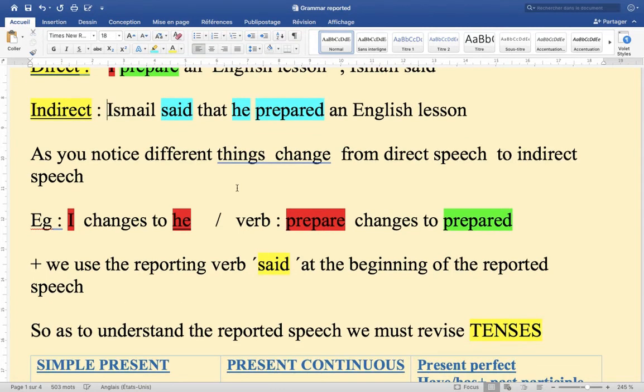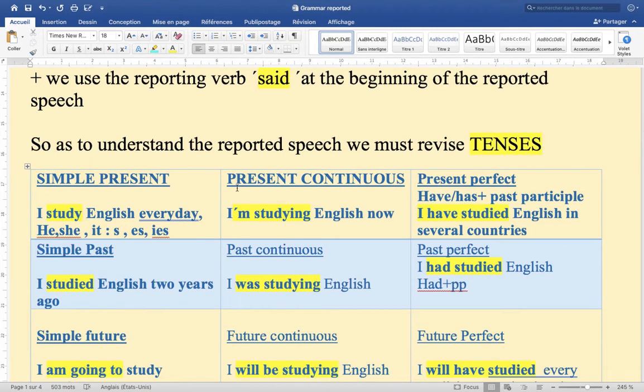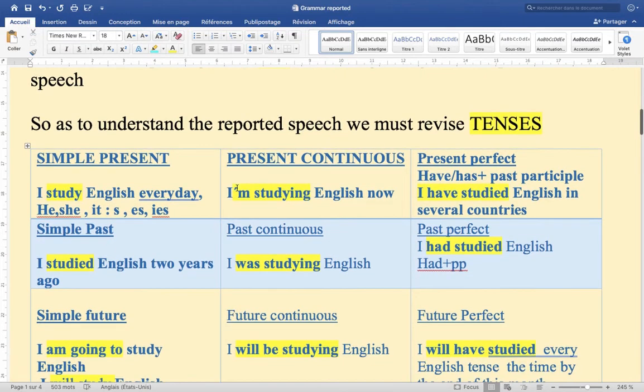Is it clear? Then, as I told you, we have to revise tenses so as not to find problems. Why? Because reported speech is based on these tenses. Simple present is going to be simple past, simple past is going to be past perfect. And you have to know the rules and how we form sentences in these tenses.